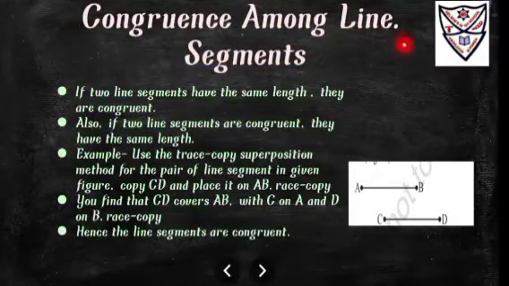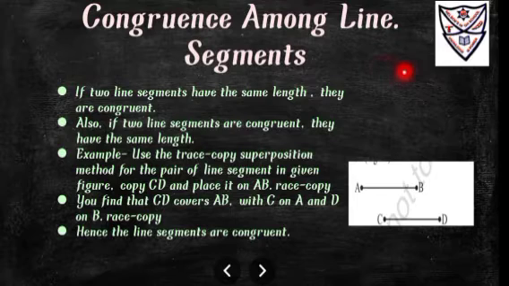Now congruence among line segments. Now we will see the line segments. If two line segments have the same length, they are congruent. See, take a line segment like this. If the length is the same, then they are congruent. Take two line segments, this length 2 meters, this length 2 meters, and these two line segments are congruent. Also, if two line segments are congruent, they have the same length. See here, AB and CD are the same, their length is the same, so they are congruent.